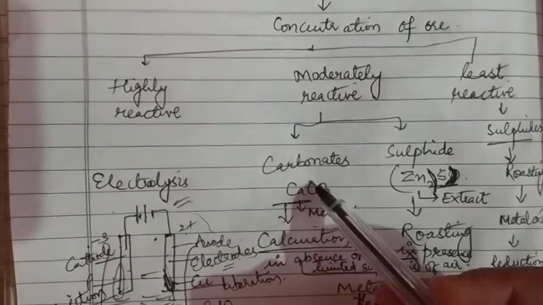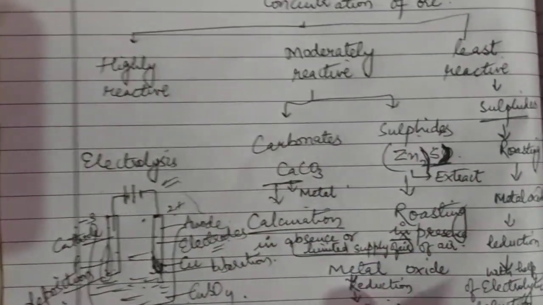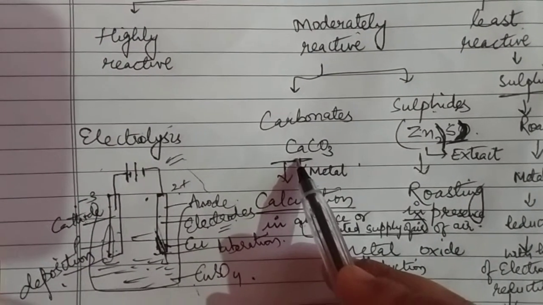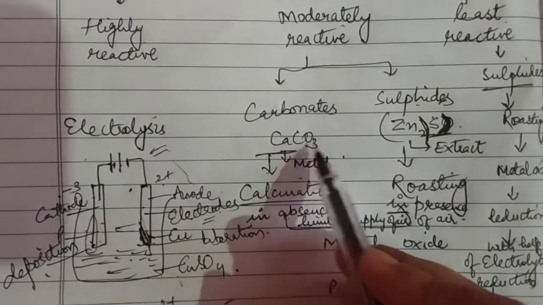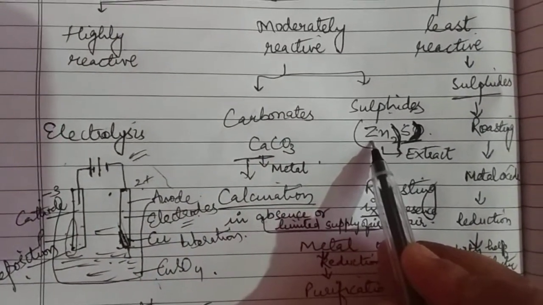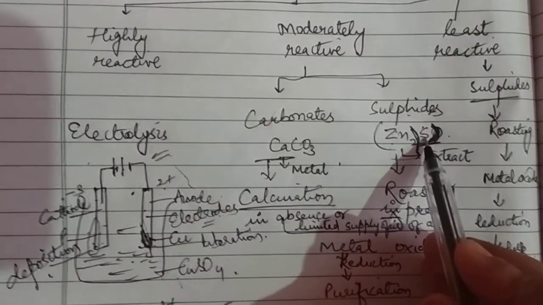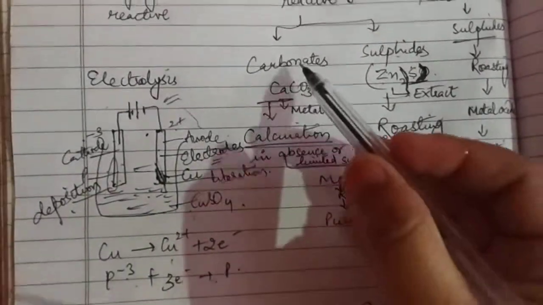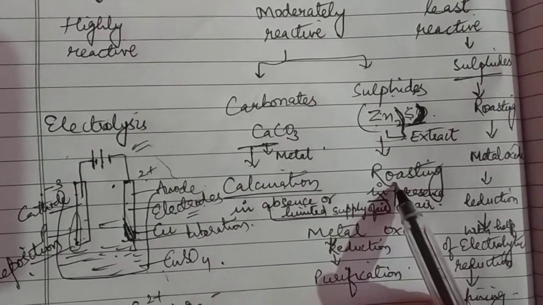It depends upon two processes, carbonates and sulfides. Suppose we have calcium carbonate. Calcium is a metal that we extract from these carbonates. Here is zinc sulfide. Zinc is a metal that we have to extract, and these are sulfide ores. So carbonates are treated by the process of calcination and sulfides in the case of roasting.